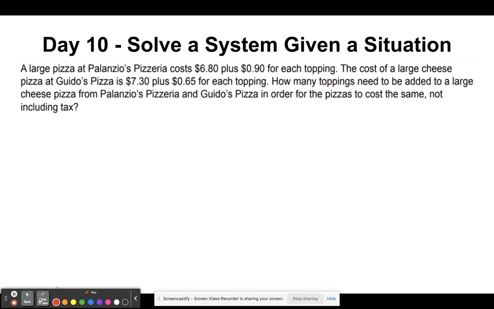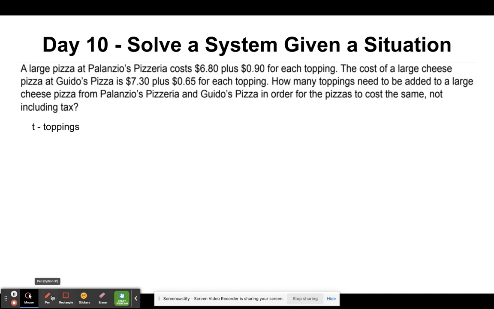Now with this one, the first thing is we said how many toppings. So that's the first thing we want to define: the variable for what you are looking for, and that is T. We're going to say T represents toppings. Instead of using X like we always do, we're going to actually use a letter that represents what you're actually looking for. The next thing you're going to need is an equation.